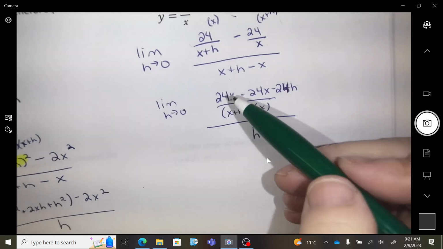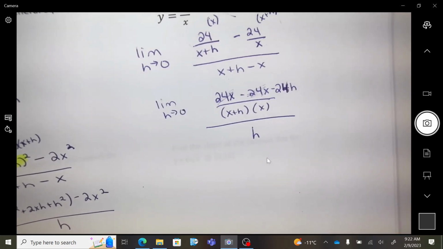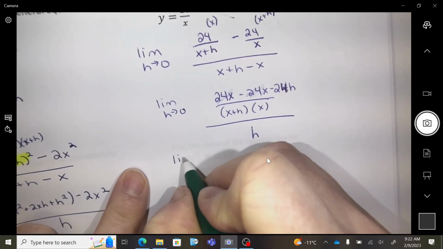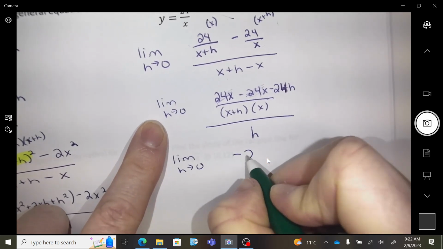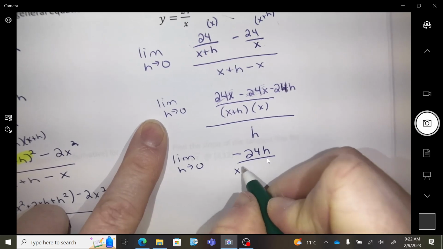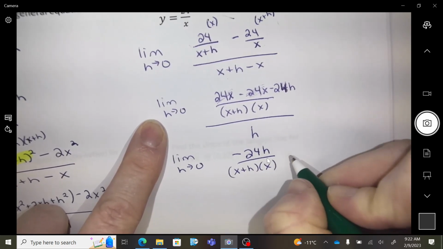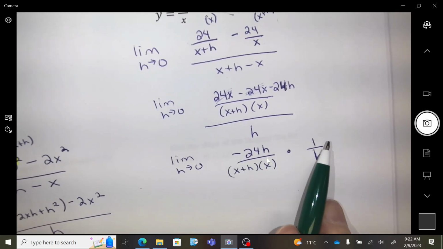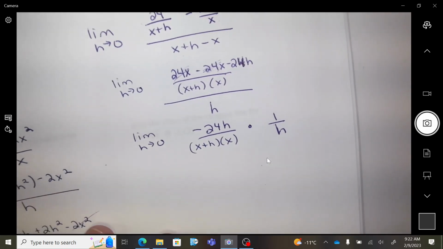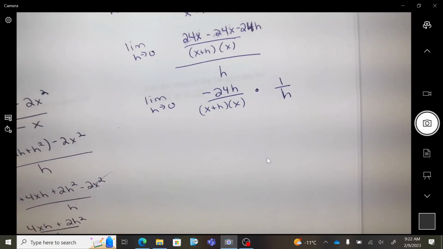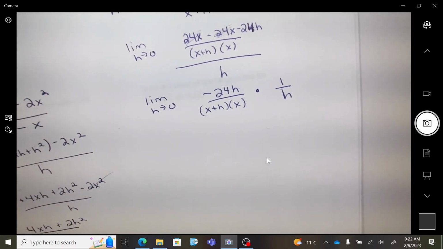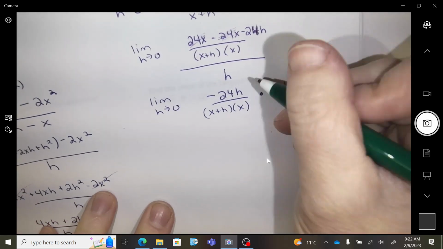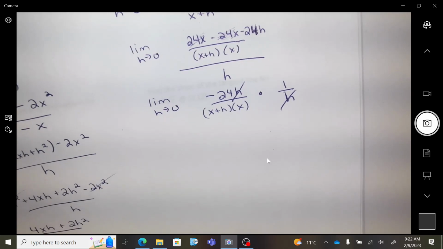Okay, do we see what happens? 24x minus 24x. If you're okay, I'm going to rewrite it like this. Instead of dividing by h, I'm just going to flip multiply. Okay, now there's somewhere that's always going to get your problem out, right? Some h is always going to cancel.